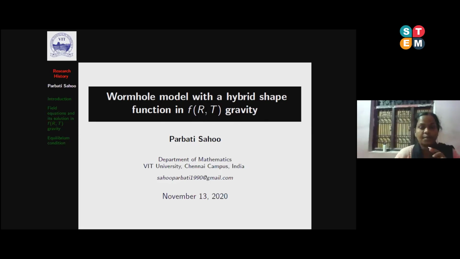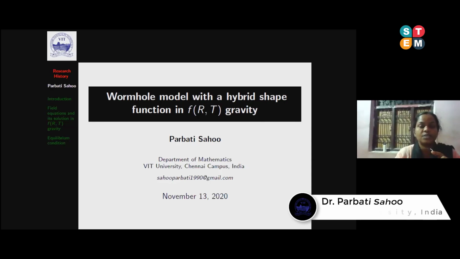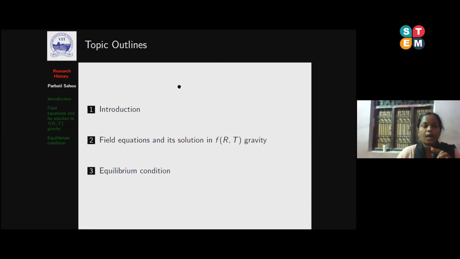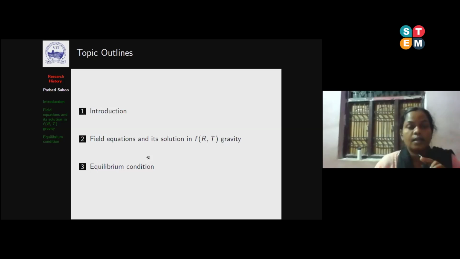Today I'm going to present a wormhole model with a hybrid shape function in FRT gravity. Basically, FRT gravity is a modified theory of gravity. As we know, the general theory of relativity has a very wide range of applications, but it still has some issues for which we need to find an alternative, and that is the modified theories of gravity. FRT gravity is one of them. In this model, we have constructed a wormhole model within the framework of FRT gravity. So let's start. This is the outline of my talk today.